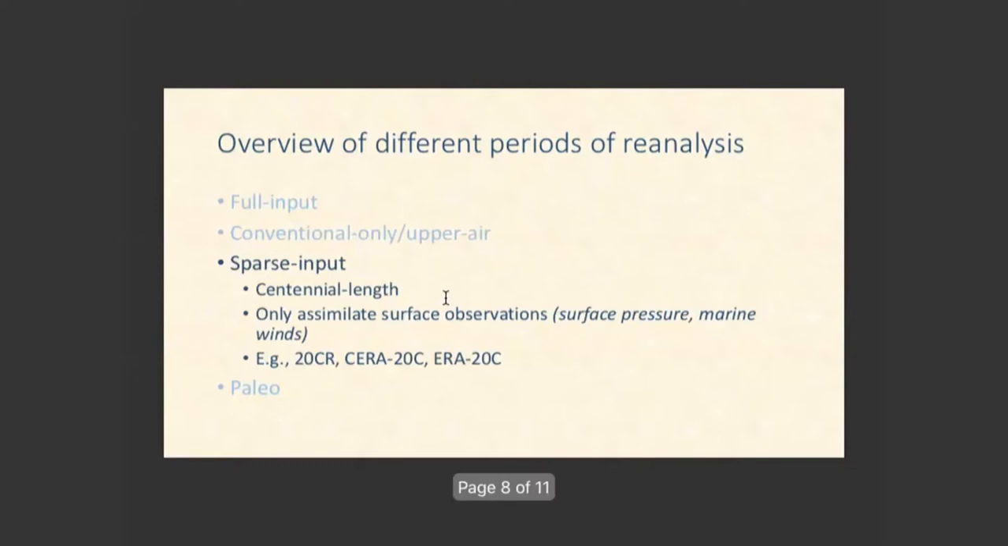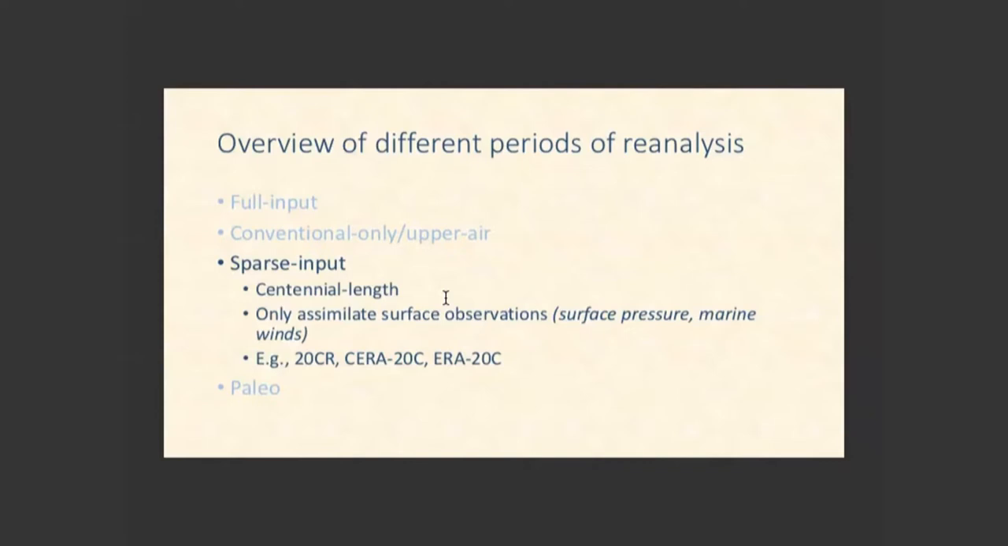And then sparse input is what I'm the most familiar with. 20th century reanalysis is an example of these. They span 100 to 200 years back in time. Again, they're harder to keep up to date. The full input reanalyses I'm thinking of are often kept up to near real time, and the sparse input, it's difficult. When I think of sparse input, I mean reanalyses that only assimilate surface observations, so surface pressure, maybe surface marine winds.